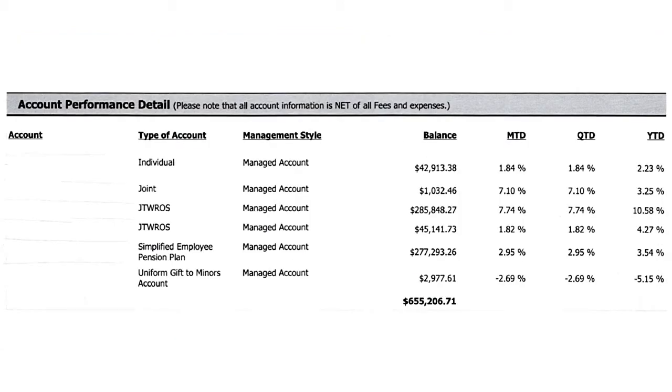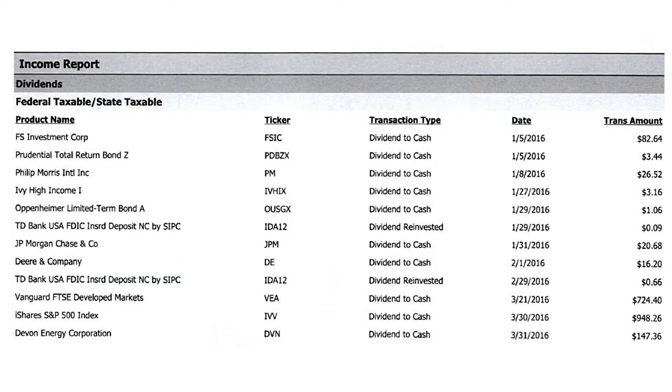The next section is the account performance detail. For each one of your accounts, you can see the balance in that account as of the statement date, as well as the individual returns for each individual account for the month, the quarter, and the full year. The next section is the income report. For all of your securities, this section details all dividends and interest received from any one of your different investments, including the date and the amount.